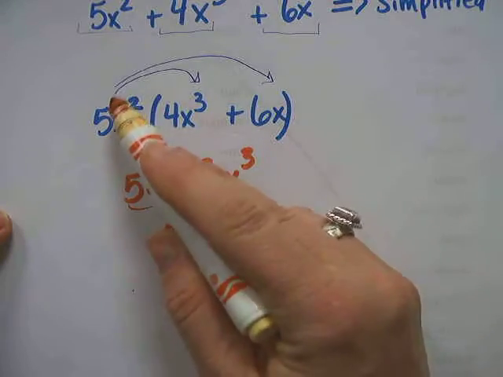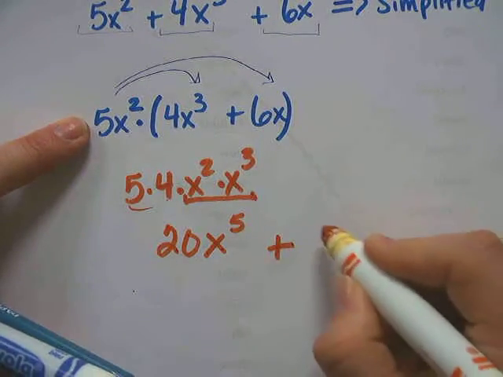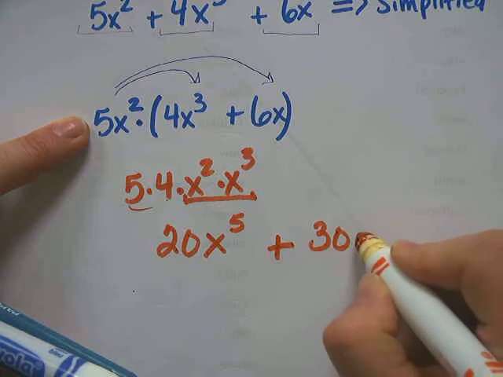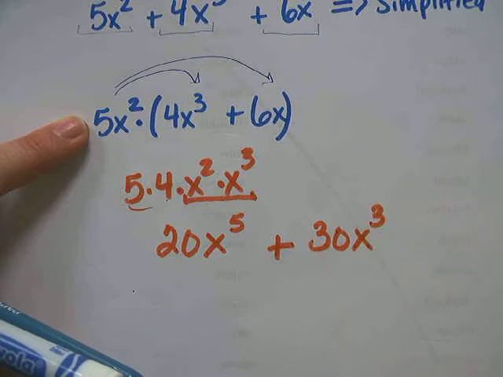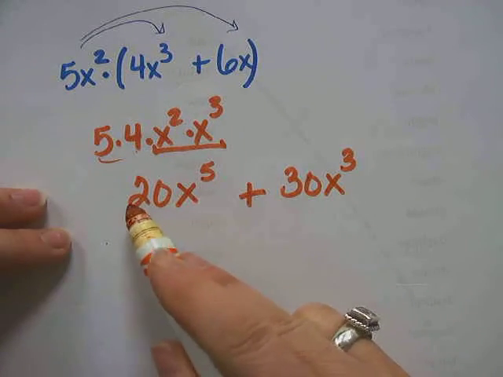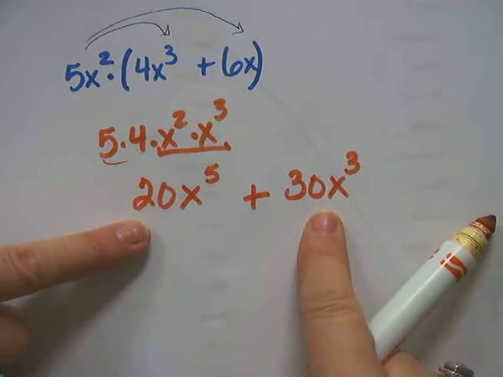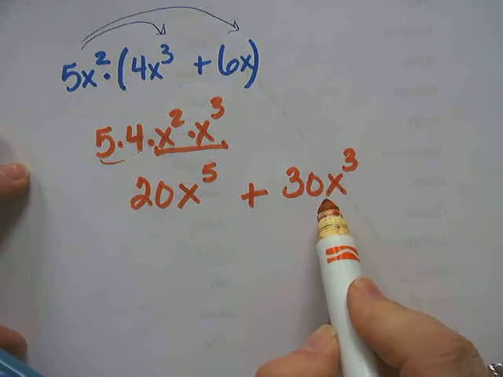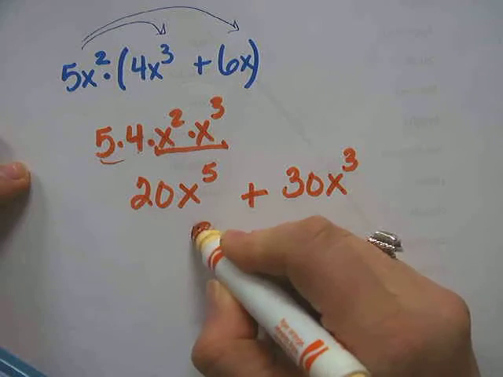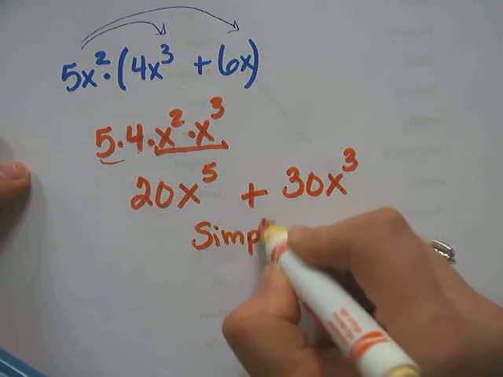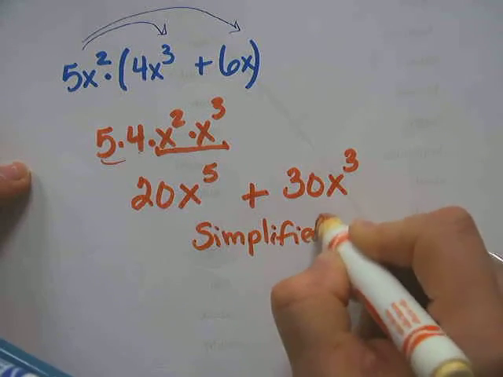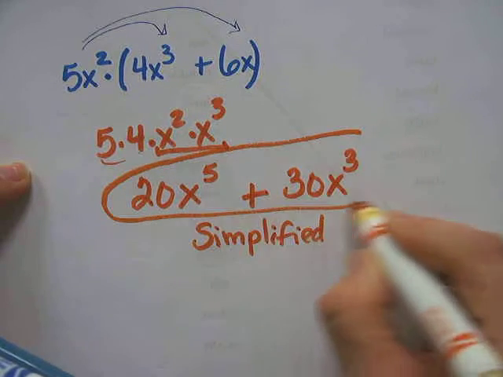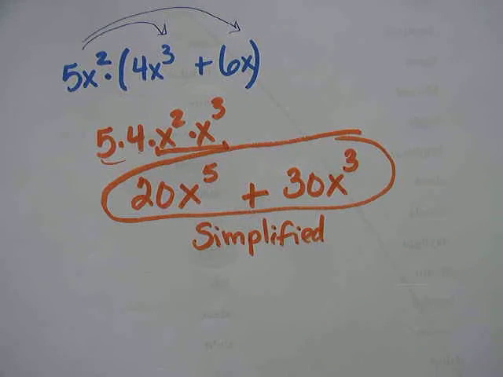I bring the addition sign down. Now when I multiply here, 5 times 6 is 30. X squared times x is x cubed. Then I check. My answer is a binomial, two terms, and I look to see if they're alike. They're not alike, so there's no more simplifying we can do. So now I'm simplified, and my final answer is here.